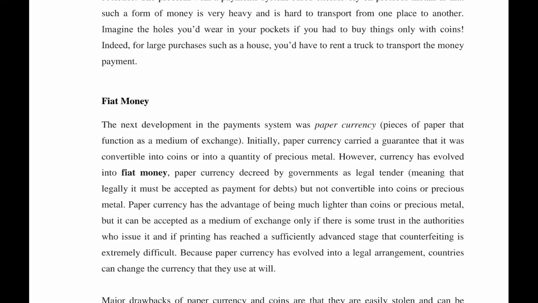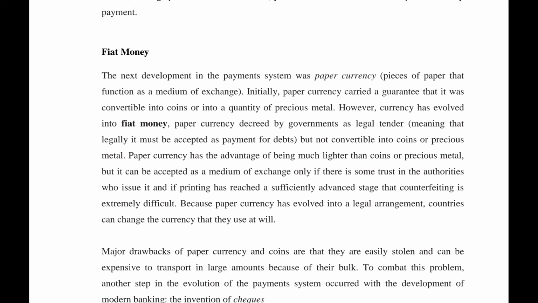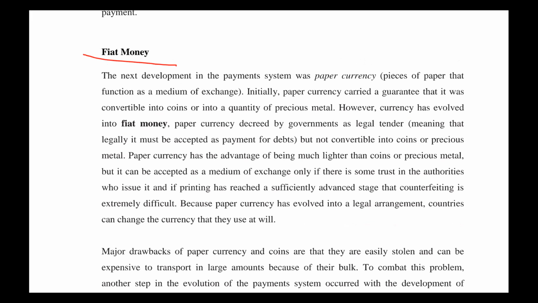Then after commodity money, after those metals, there came what was called fiat money. With fiat money, this was the next stage in development where they introduced paper currency. This paper currency you are seeing, that was the next stage, right? Paper currency was introduced and they started printing paper. The government made it a legal tender. A legal tender means that legally, the paper must be accepted as payment for debts.